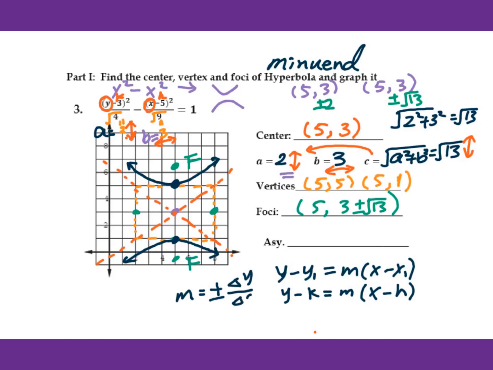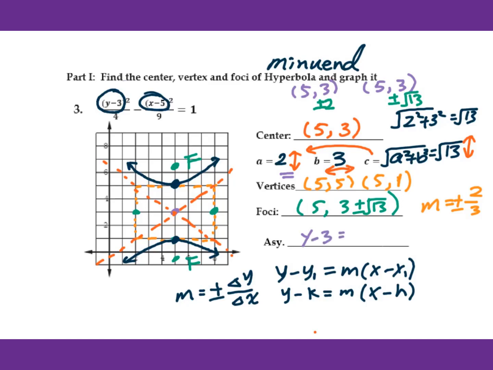Rise over run. What's rise? You can look at the arrow. Up and down means rise. Horizontal means run. So your slope equals plus or minus 2 over 3. When you write down the equation of asymptote line, check over here. This one shows you y minus k and x minus h. So just use it. You got y minus 3 equals plus or minus 2 over 3 x minus 5.